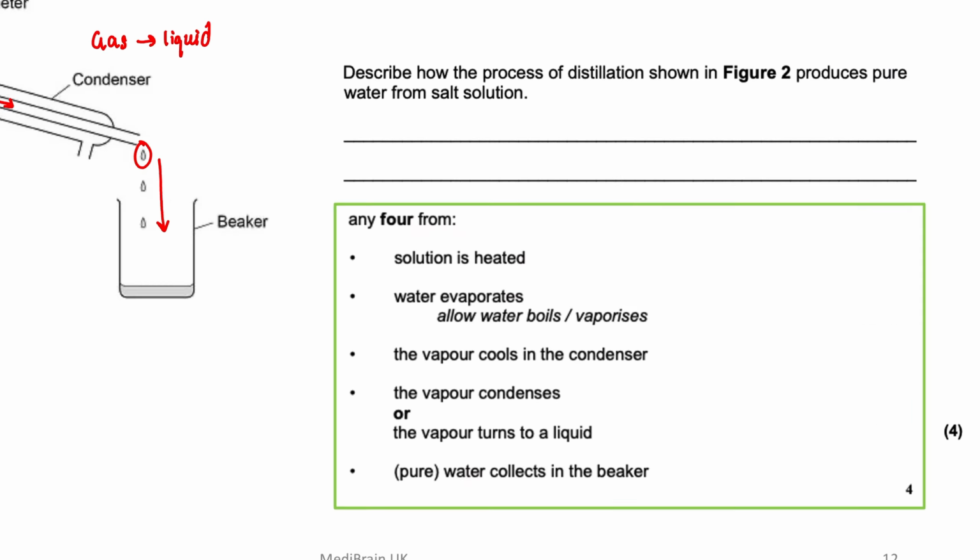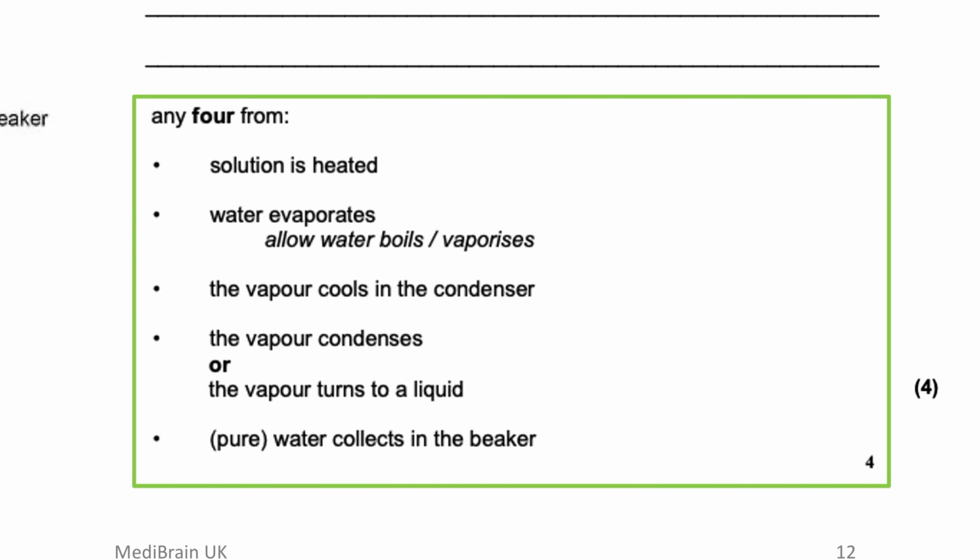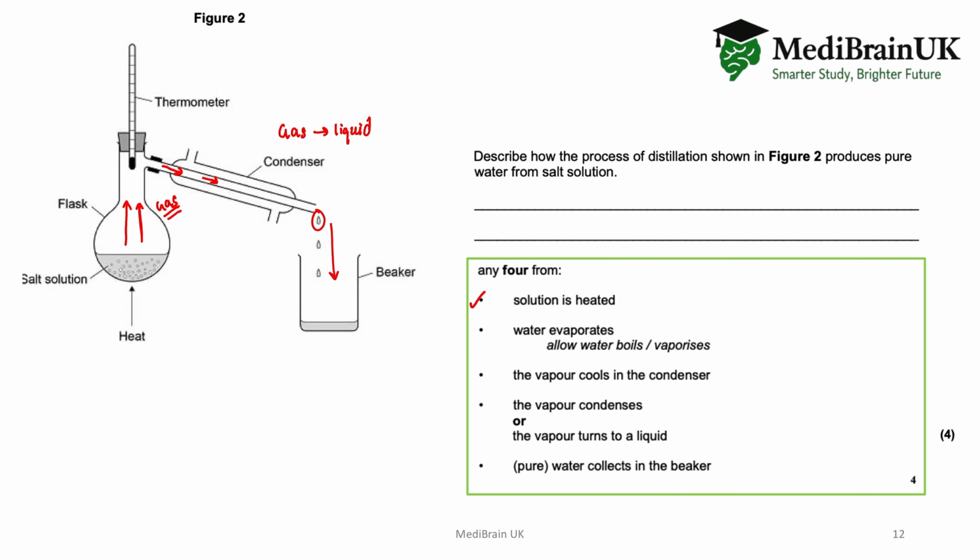So looking at the mark scheme, what you need to be saying is that the solution is heated. That's what we discussed when we heated the salt solution and the water evaporates to turn into a gas. If you said water evaporates, that will get you another mark. Then we talked about the water vapor condensing from the condenser. So it cools, and that's the purpose of the condenser. It changes it back into its liquid state. So it cools in the condenser, and that's what causes it to turn back into a liquid. That's where your next mark is coming from. And then you will have pure water, which is being collected in the beaker.